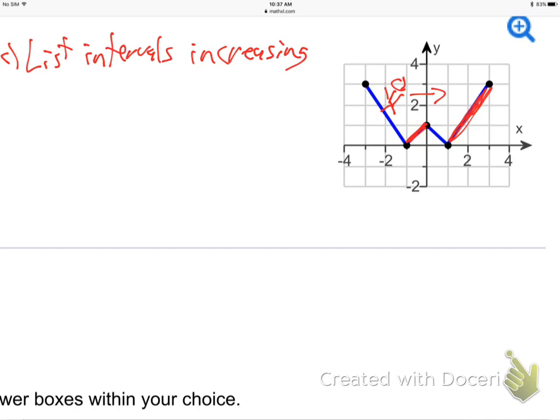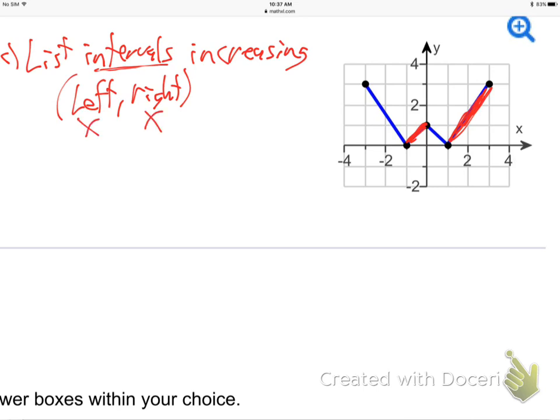So, as you go to the right, these are the only two increasing pieces. But they want an interval. Remember what interval means? X and X, like a left and a right. They want a left and a right on the x. X left, x right. That's what an interval means, like a domain. Left edge, right edge on the x-axis. That's what an interval is.